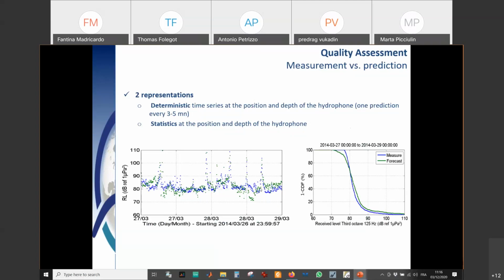And we superposed both of them. So here in what I'm going to present, the measure is always in blue, and the forecast or the modeling is always in green. And you can see that we have a fair superposition of both values. And when you look at the statistics, it's not too bad. For that period of time, we were able to reconstruct the statistics of what was happening. So that's all good news.